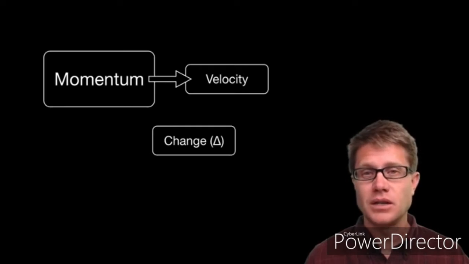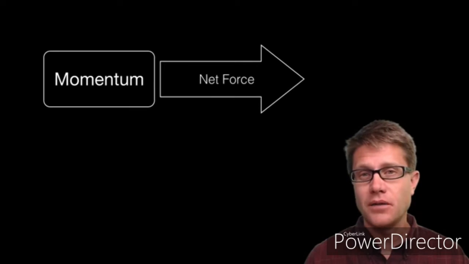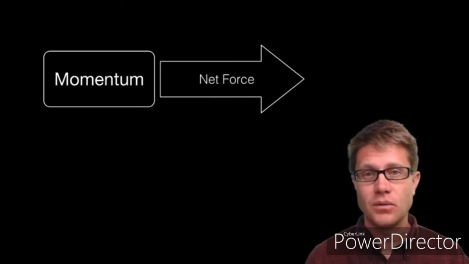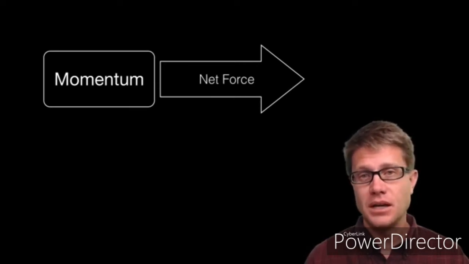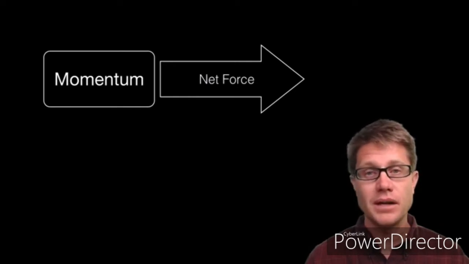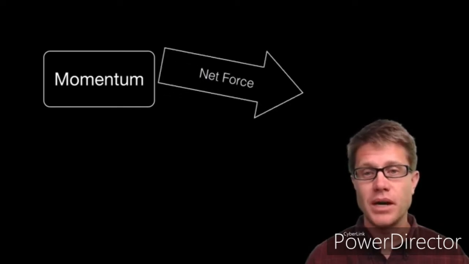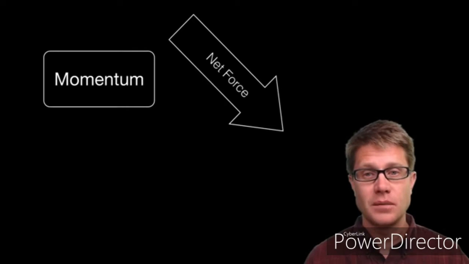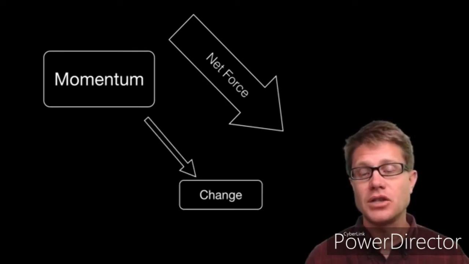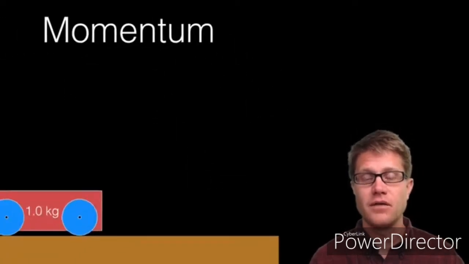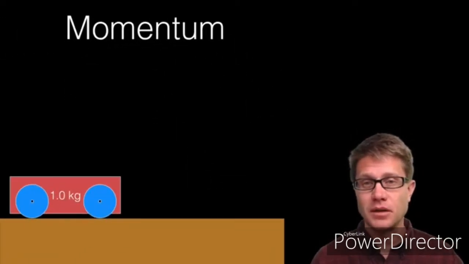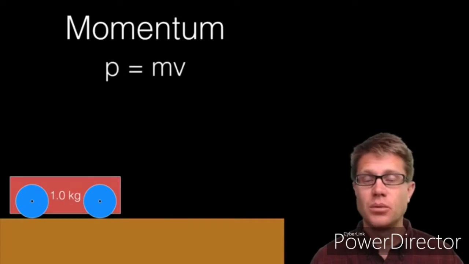What's the easiest way to change the velocity? It's to apply a net force to that object. If we apply a net force to the right to this object, what are we going to see? We're going to see an increase in momentum towards the right. Let's say the object is moving towards the right and we change the net force on the object. What's going to happen? It doesn't happen instantaneously, but what we'll see is a change in momentum that reflects that net force. And so if we define momentum, the equation is P equals mv, where we're multiplying the mass of an object times the velocity of the object.